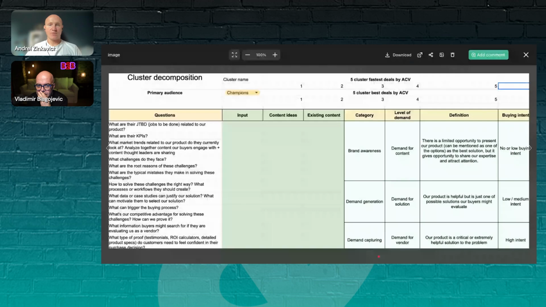Let me share my screen back, and I will show you step by step a couple of slides that we have prepared for it. So first of all, as we mentioned, you always need to do this cluster decomposition. When you finish your customer research, it would be good to collect the notes from these calls with accounts, and also maybe involve your subject matter expert and go through what we call cluster decomposition.